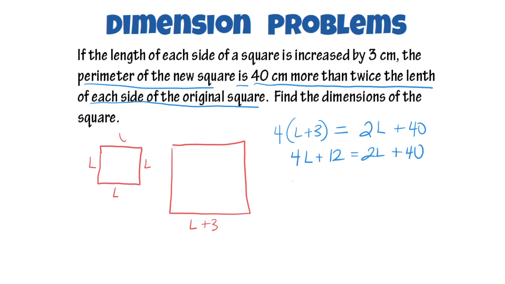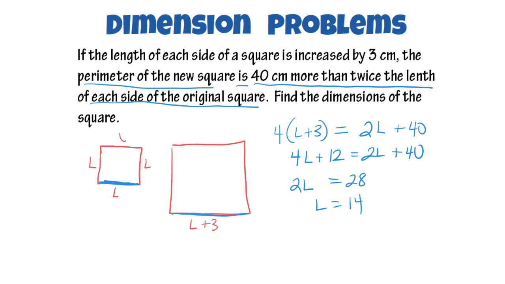Get your L's on the left side. Subtract the 12 to get your numbers on the right side. Divide by 2. So I've got the length, and this is the original length, is 14 units. So that means right here, this used to be 14 units.